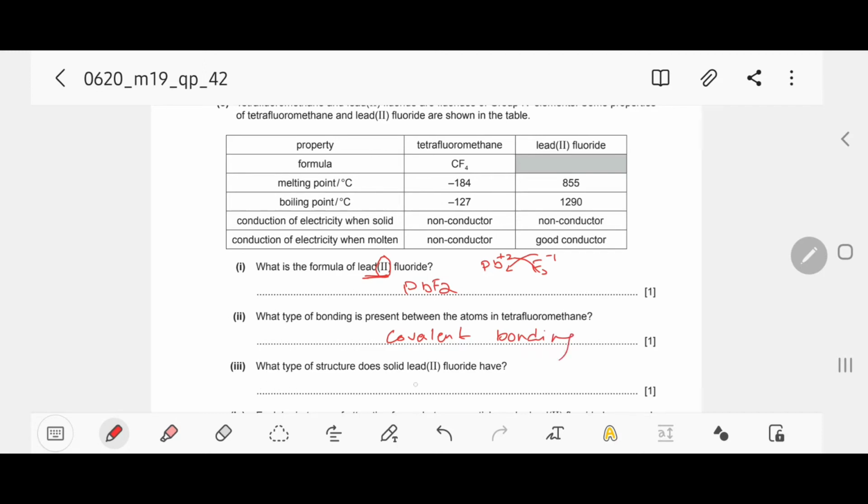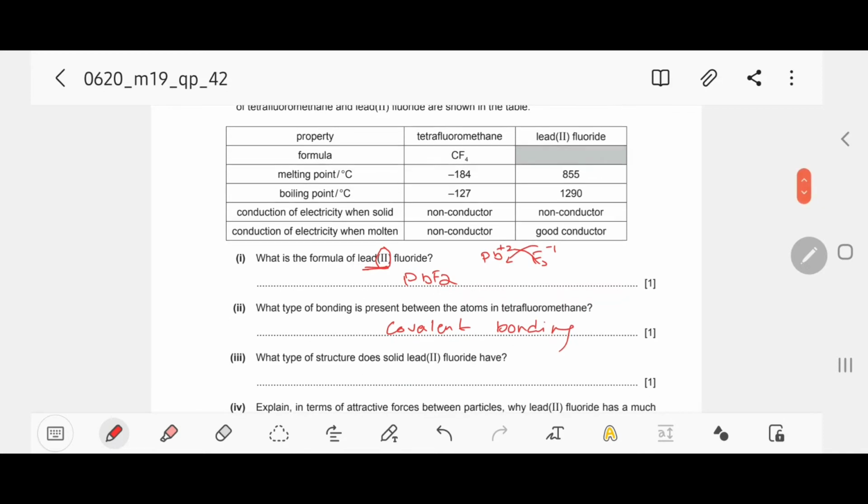Part 3 says, what type of structure does solid lead-2 fluoride have? This is ionic bonding, so if they ask for a structure, just remember that lead or any ionic compound combines and gets bigger, and that bigger shape is called a giant lattice structure. So as it is ionic, we will write giant ionic lattice structure. We can write lattice or structure, it's the same thing.